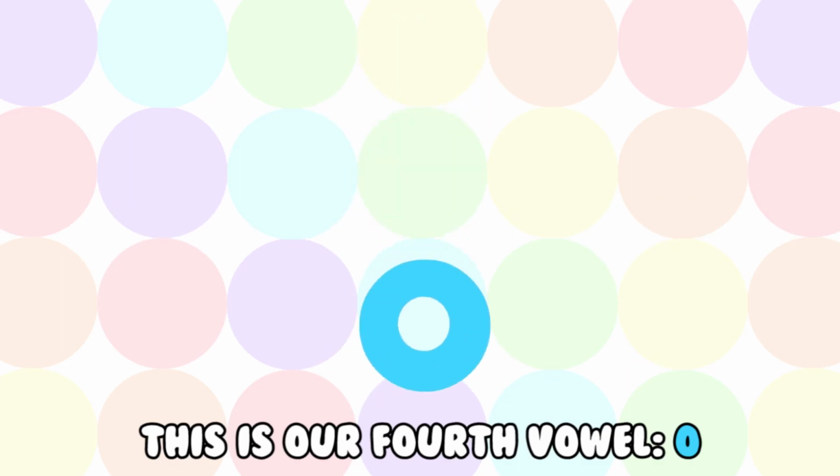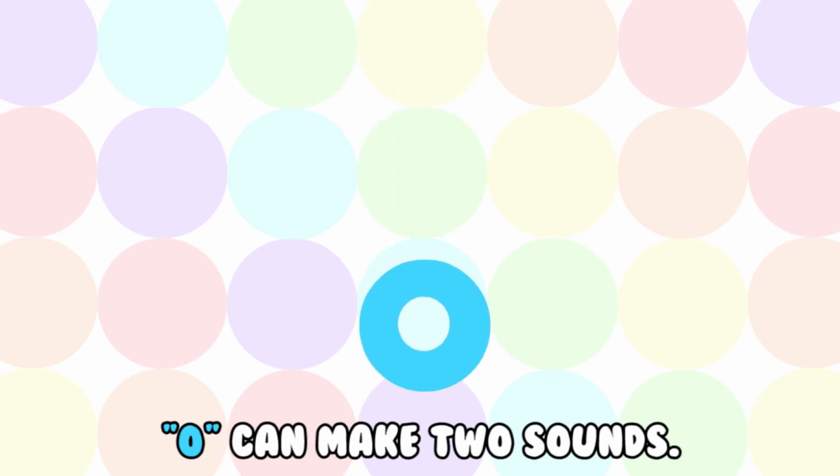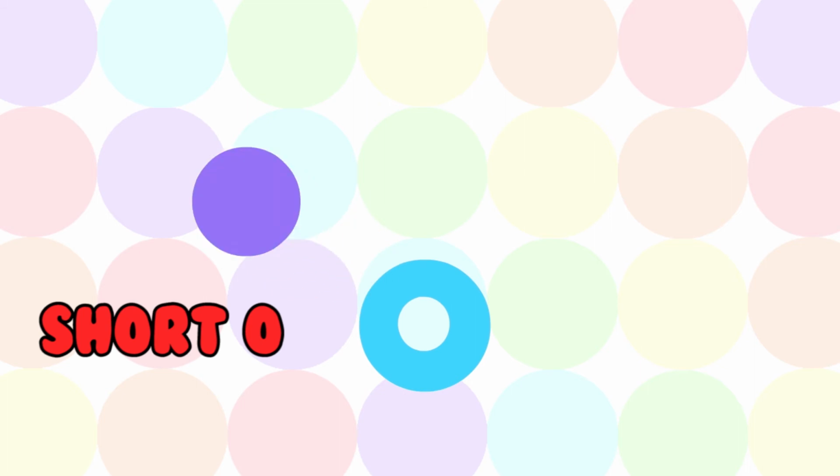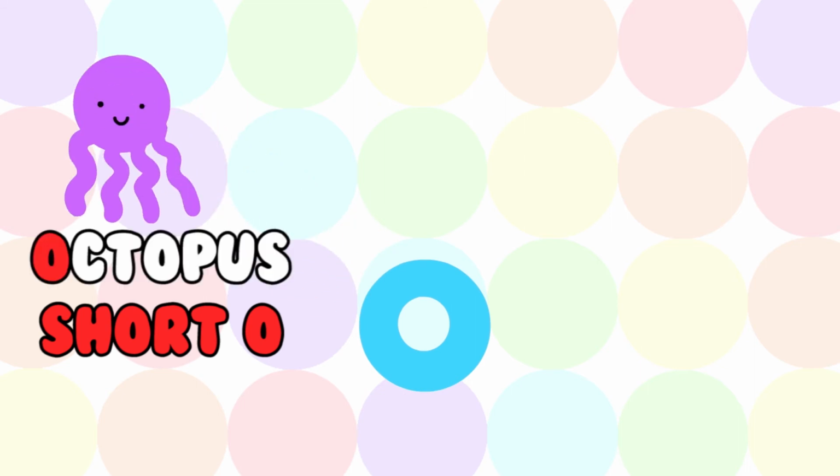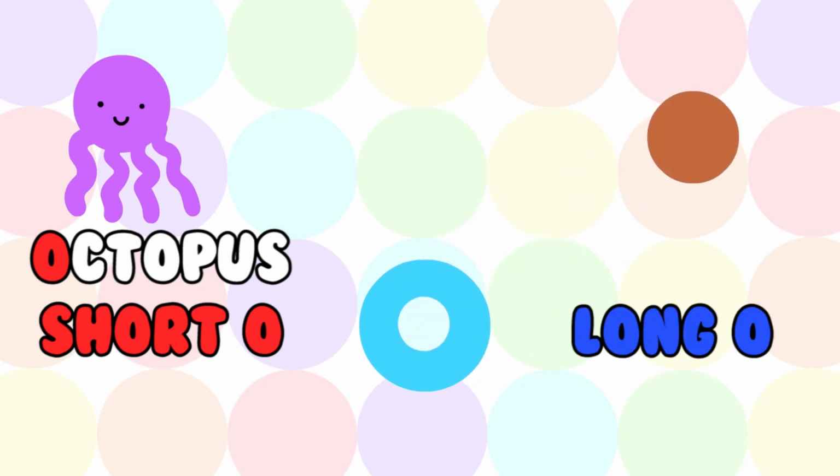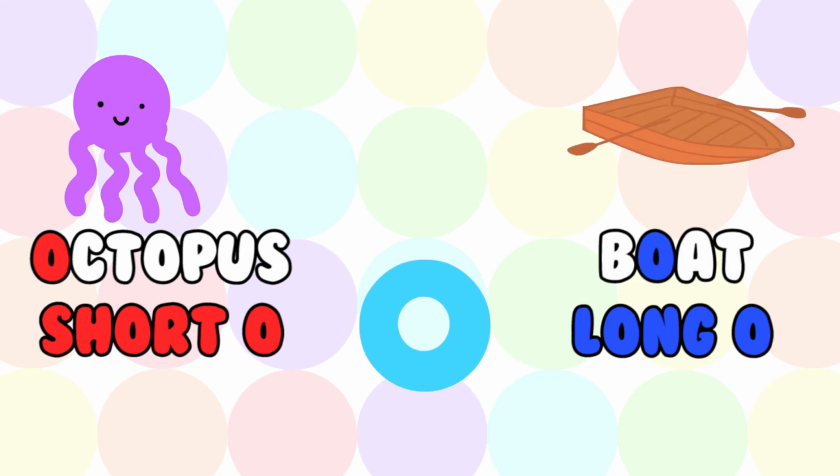This is our fourth vowel, O. O can make two sounds. The short O sound is like octopus. Octopus. The long O sound is O like boat. O.